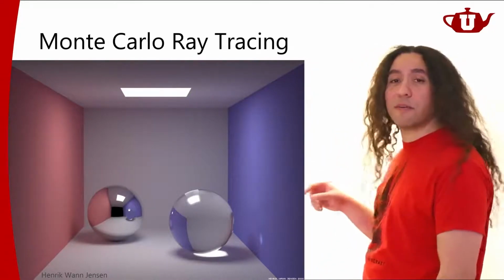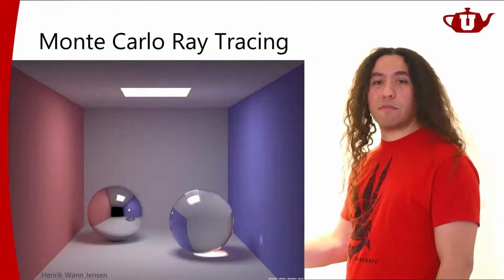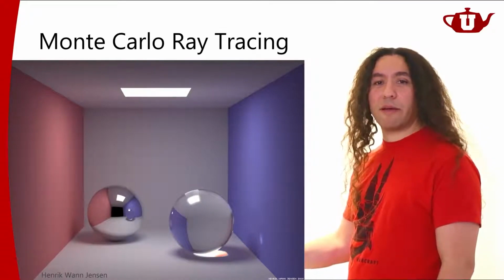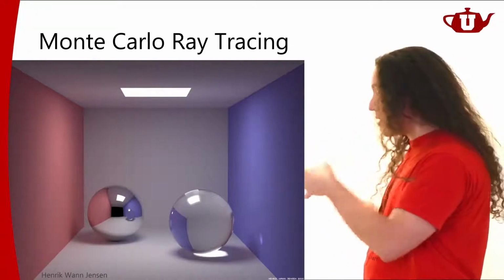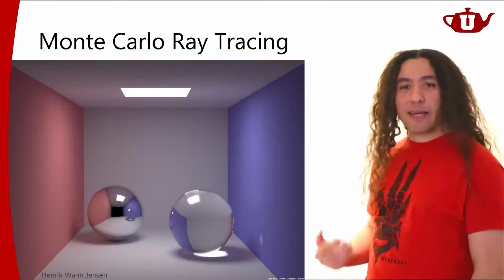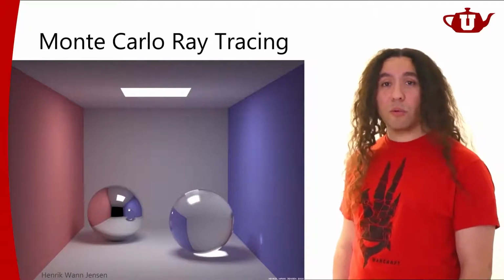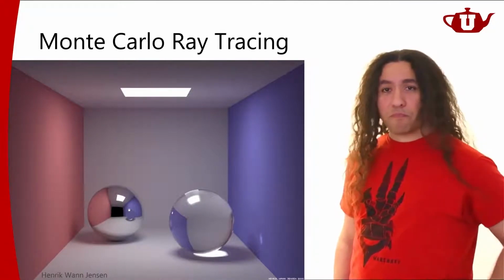And there are other effects here. For example, over here, let me show my finger. Can you see my finger? It's over there. So this is what we call caustics. That is light that's passing through that sphere. Effects like this are possible to compute using Monte Carlo ray tracing.